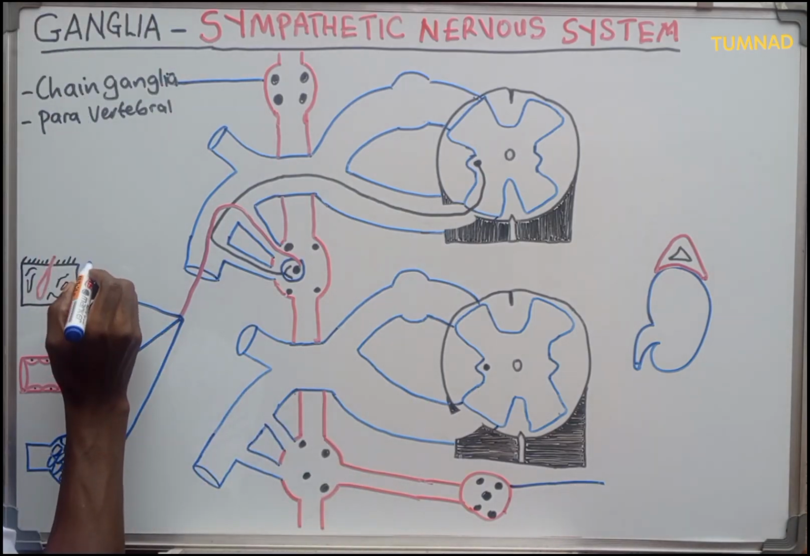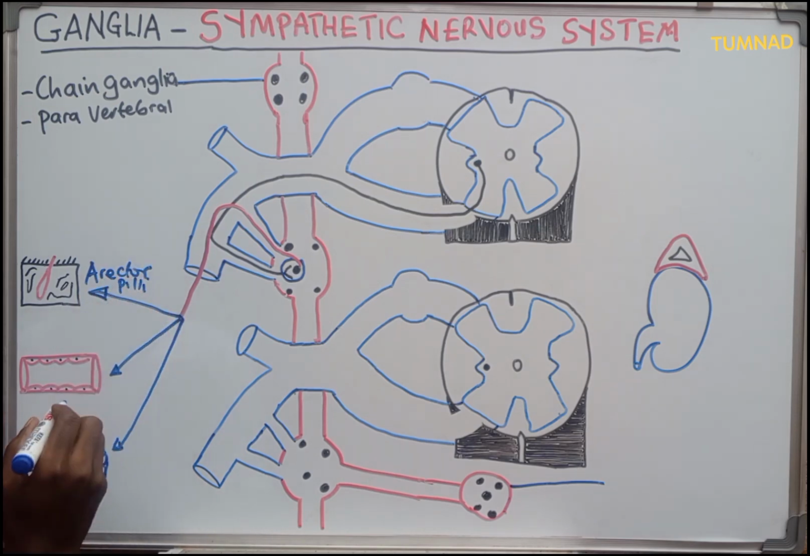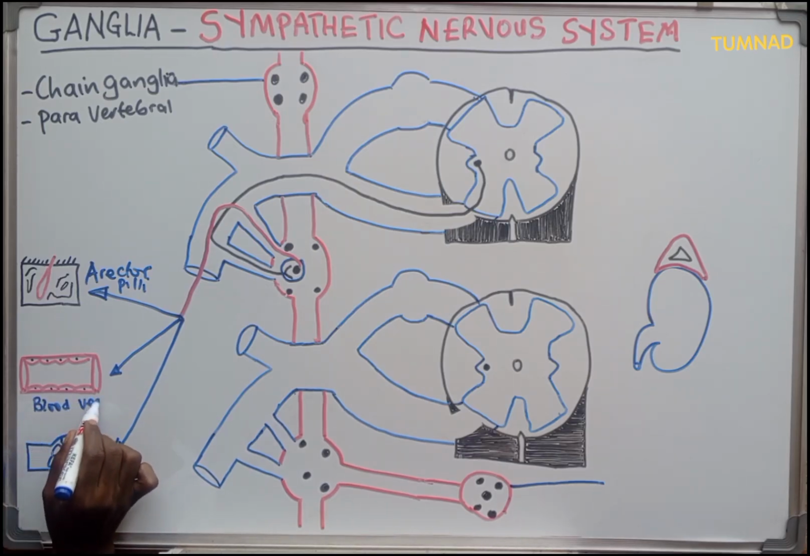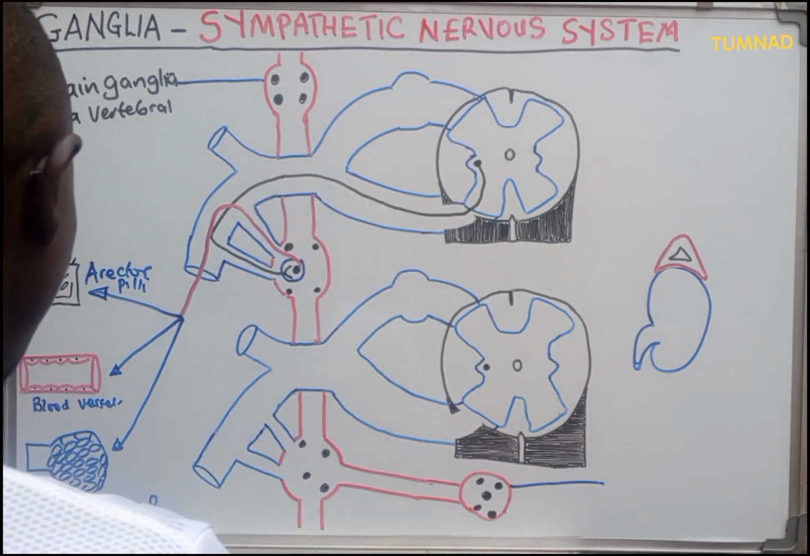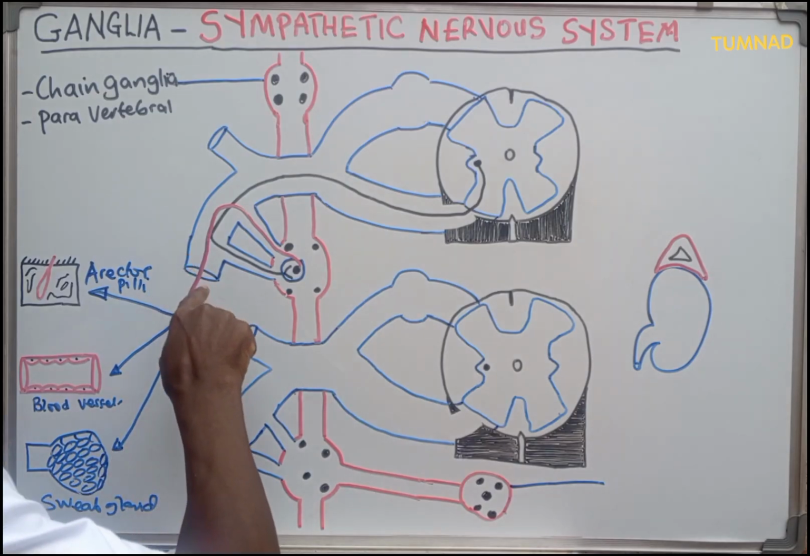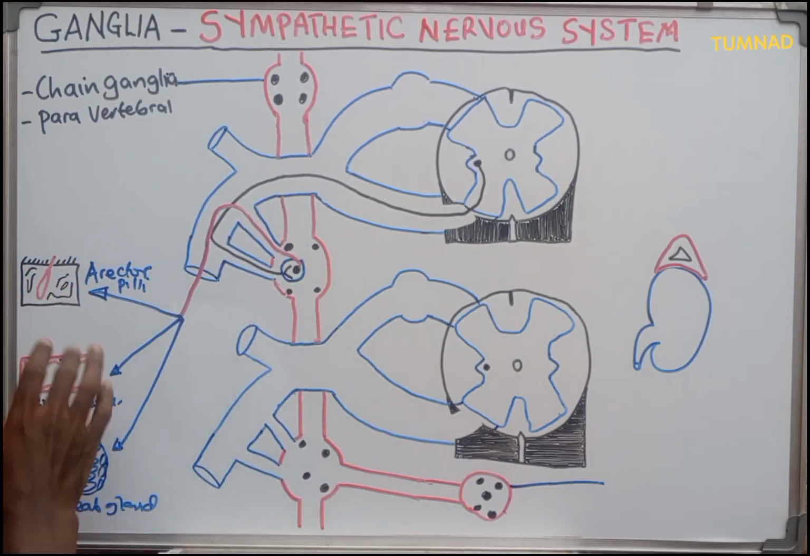So it can go to the arrector pili. It can even go to the blood vessels, or it can even go to the sweat glands. It can go to the glands and even all other glands. So now these postganglionic motor fibers are going to be coming out, and then they innervate these structures.